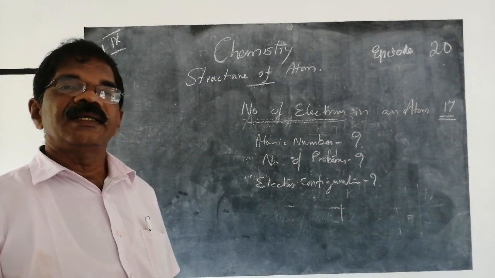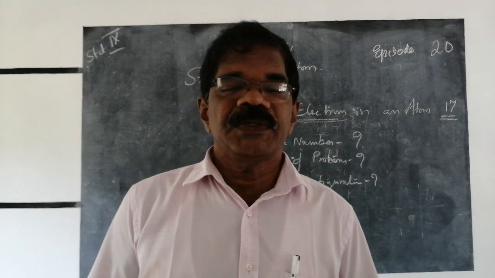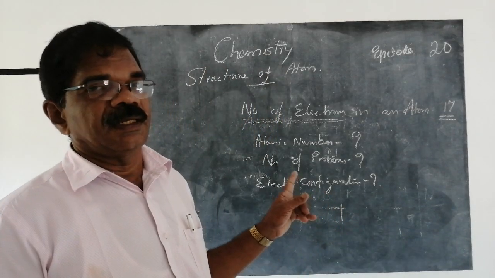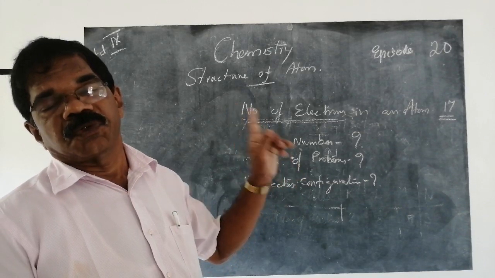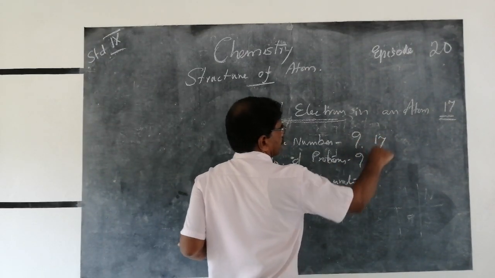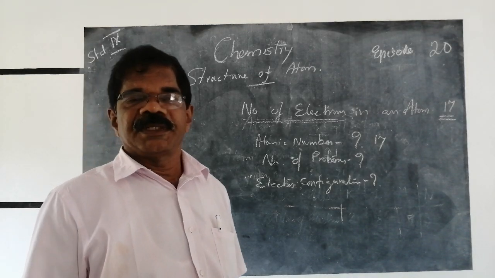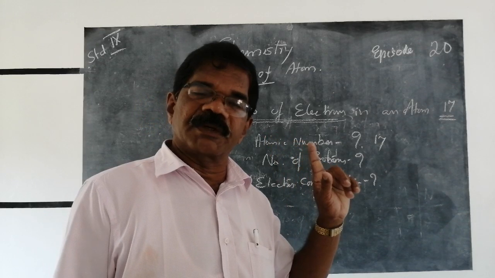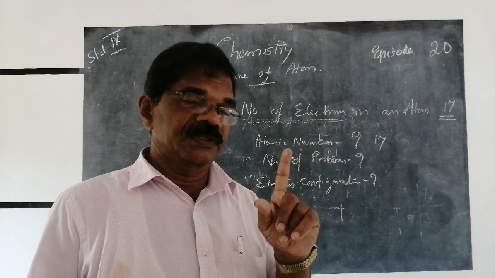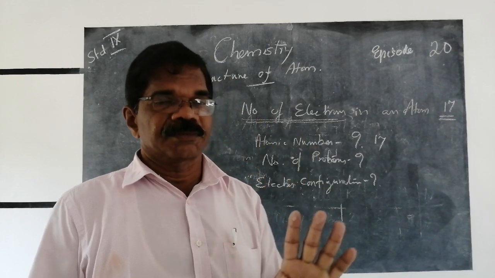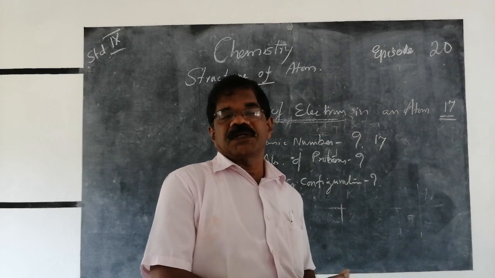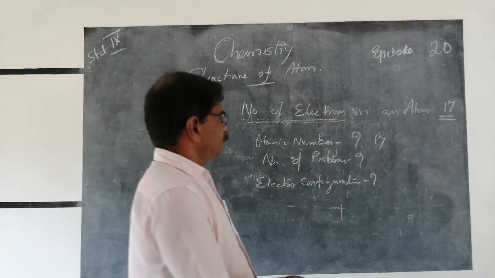17. We know that in every atom, the number of electrons is the same as the number of protons. If there are 17 electrons in the atom, there are 17 protons also. If there are 17 protons, the atomic number is 17. Right? Atomic number is the number of protons. Here the number of protons is not given. Then how can we find the number of protons? In every atom, protons equal electrons. With 17 electrons, there must be 17 protons. Then, if the number of protons is 17, the atomic number is also 17. Why? Atomic number is the number of protons present in the atom.